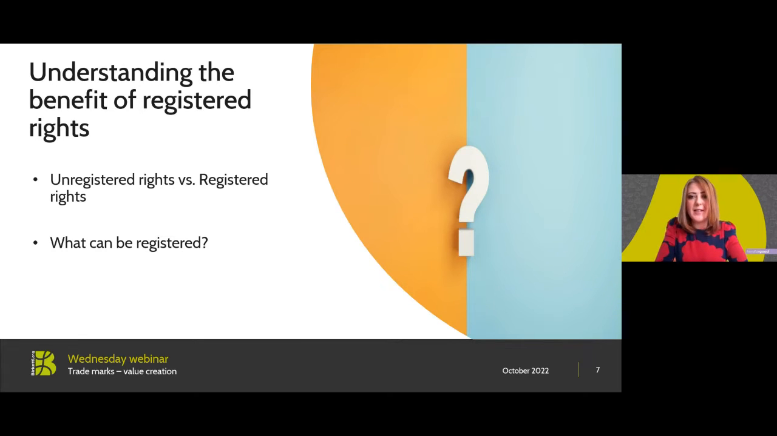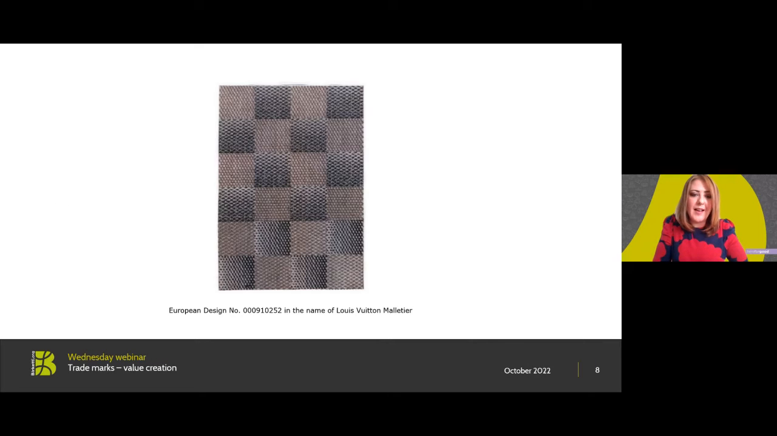So if we go to the next slide, please. A pattern can be registered as a design, and this is a design extract from the pattern registered by Louis Vuitton Maletier, and this is one of the patterns that is applied to their bags, one of many patterns that they have registered. And a pattern can be something that you would apply to a tea towel if you are a tea towel manufacturer, or to bags like with this example.